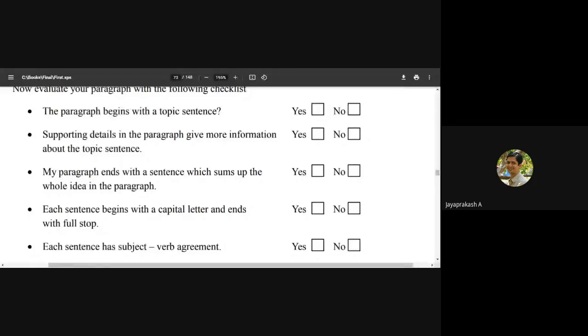That is, a singular subject will have a singular verb, a plural subject will have a plural verb.